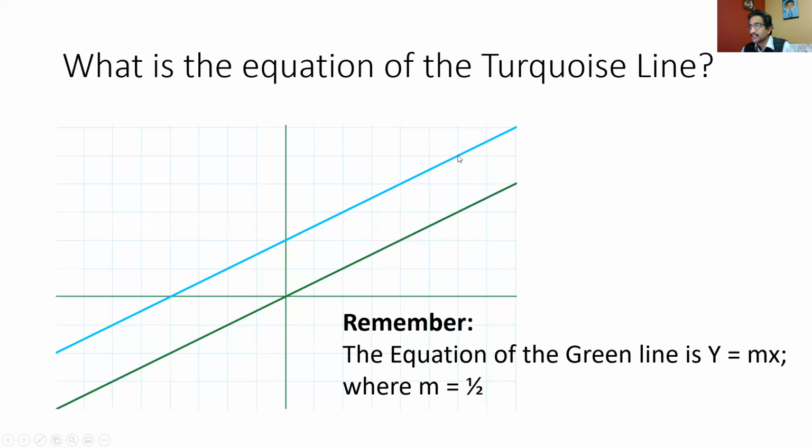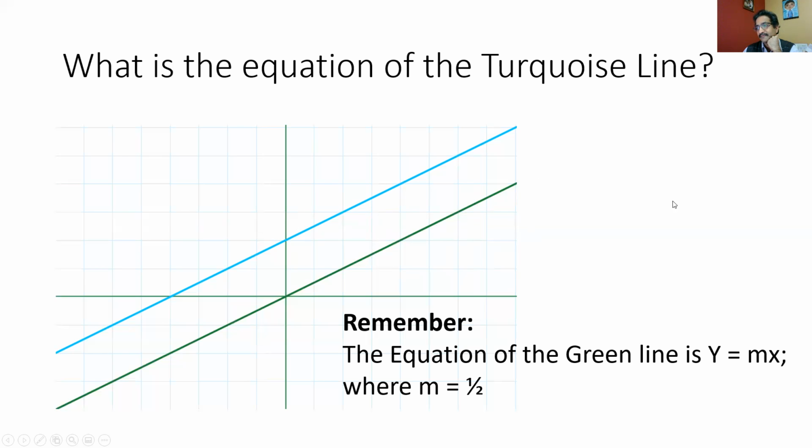To get the point on the turquoise, what do I do? Two more. So what is the equation of the turquoise line? We are adding plus something to mx. What is that something? Is it the difference between the green line and the turquoise line? Yes. And what is the difference? In this case, it's 2. Where do you see that 2? How do you decipher that 2?